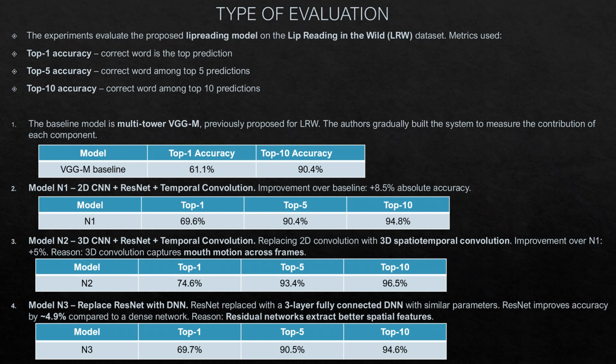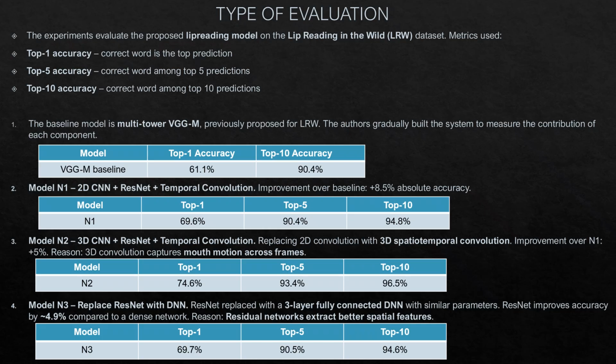The authors performed several experiments to evaluate the proposed model. The baseline model is a multi-tower VGG-M which has a top-1 accuracy of 61.1%. The first model contains a 2D CNN with ResNet and temporal convolution, which is an improvement over baseline by 8.5%. The second model uses a 3D CNN instead of a 2D CNN. It improves over N1 by 5%.